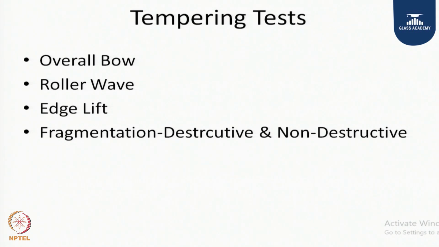In tempering tests, we basically focus on 4 parameters: the overall bow, the roller wave, the edge lift, and the fragmentation. The fragmentation is with respect to destructive or non-destructive. Now let us elaborate every parameter in detail.